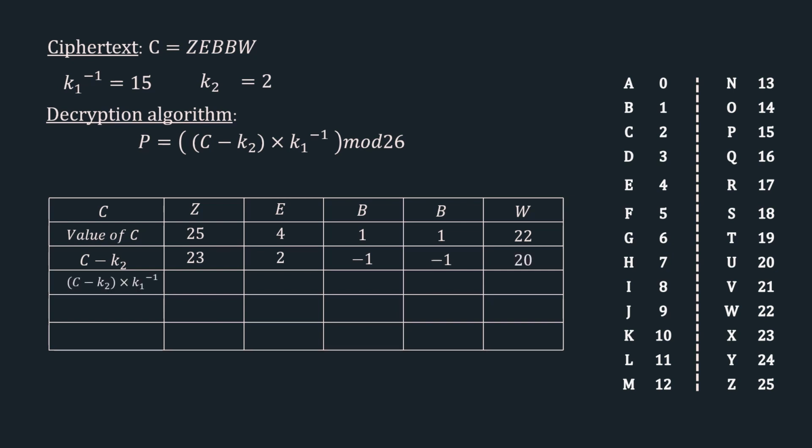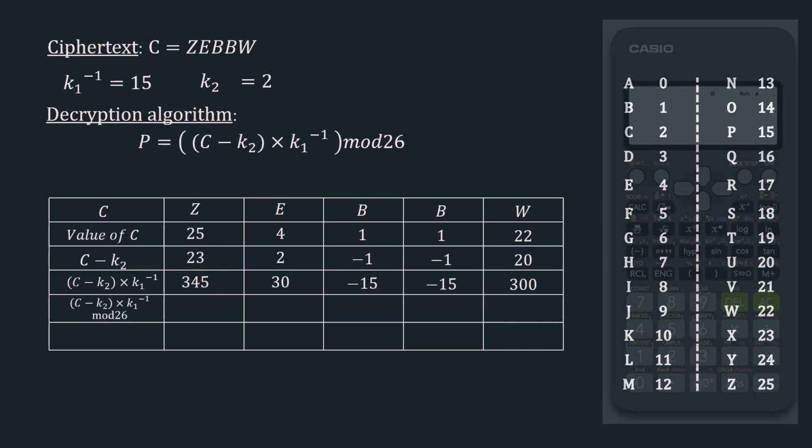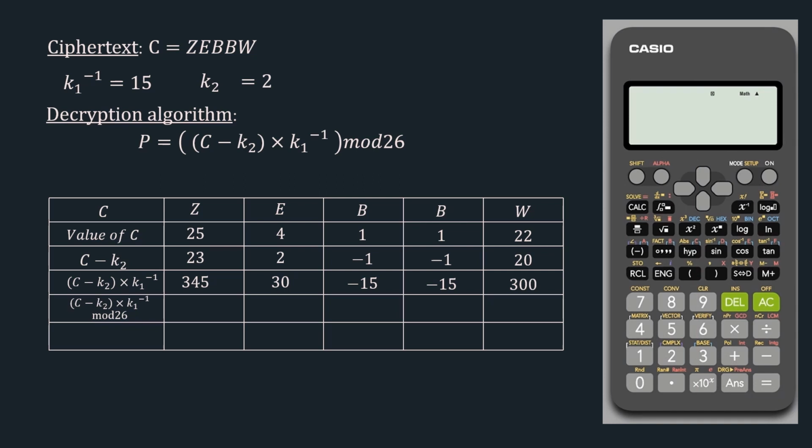The next step is C minus K2 into K1 inverse, that is we multiply K1 inverse with all the above values. So 23 into 15 gives us 345, 2 into 15 gives us 30, minus 1 into 15 is minus 15, again minus 15, and 20 into 15 gives us 300. The next step is to apply the mod 26 operator. Since some of the numbers are big, we will use a scientific calculator for our convenience. We have already covered how to calculate modulus using a scientific calculator in our modular operator video. Do watch it if you haven't, link in the I button.